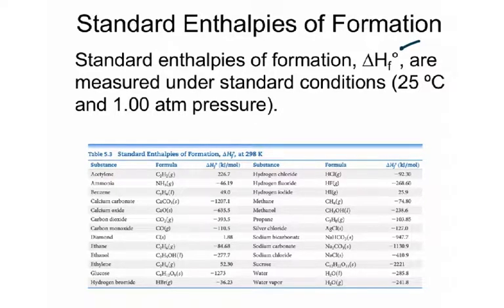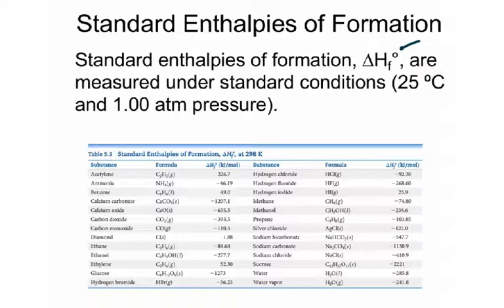And all that means is that these conditions are specific to a temperature of 25 degrees Celsius or 298 Kelvin and the pressure being 1 atmosphere. So whenever you see that little degree sign, it means that these measurements were taken under those conditions. You'll see the table has numerous examples of delta H's of formation. Your appendix has a more extensive list.